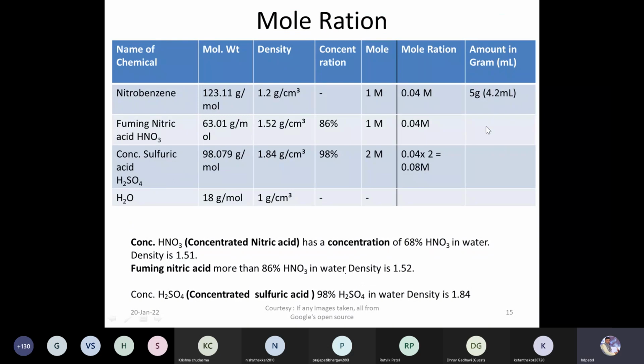What is the temperature at which density is taken? Is it room temperature? Density is associated with what?